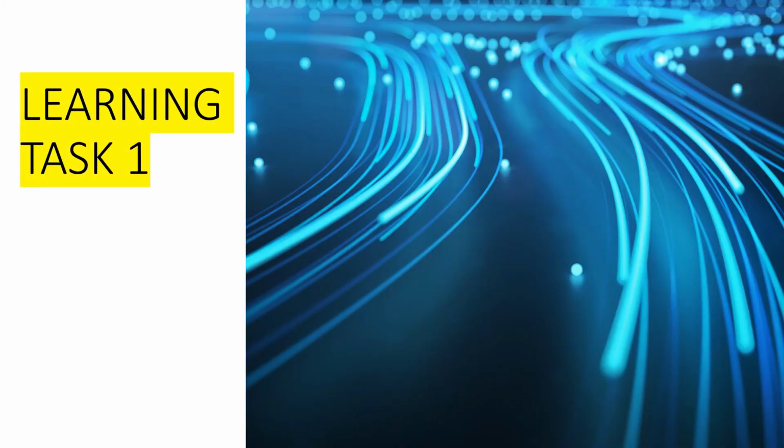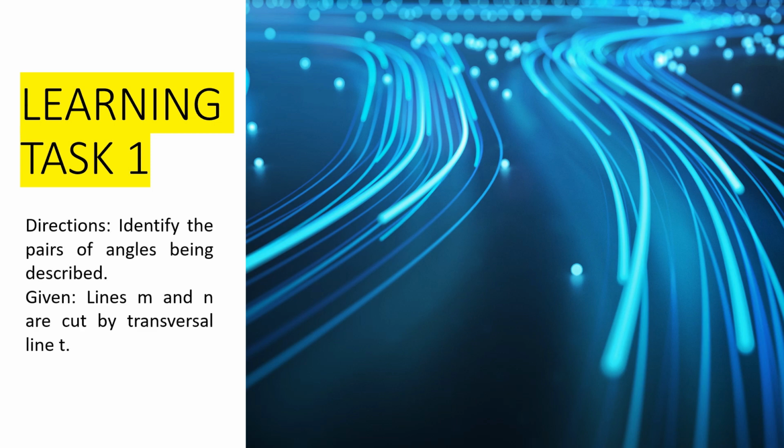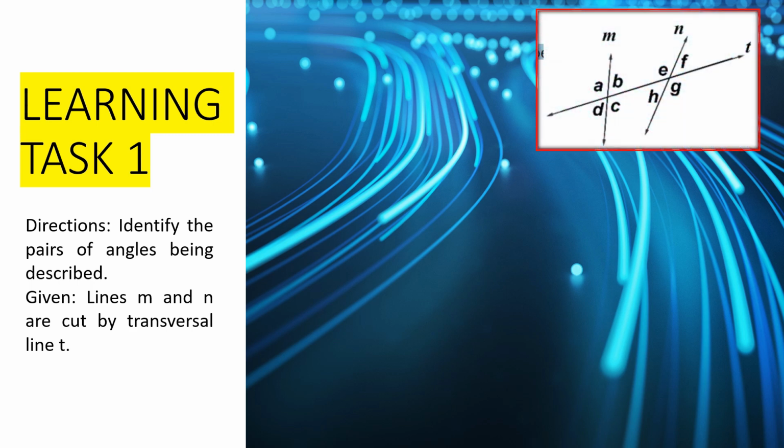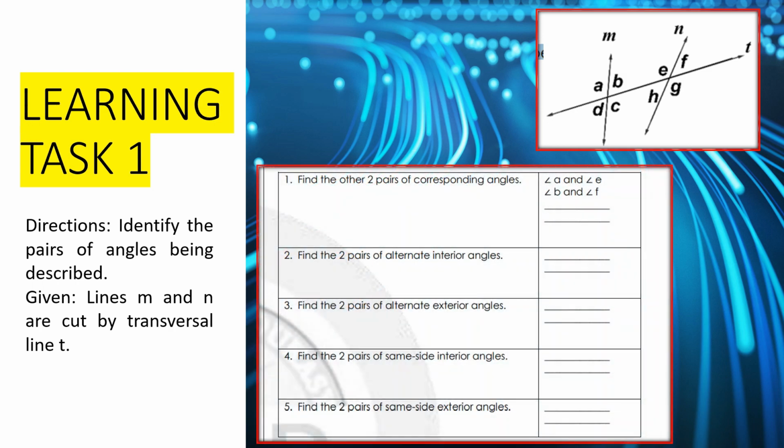After our discussion, you have to answer Learning Task 1. For the directions, identify the pairs of angles being described. Given lines M and N are cut by transversal line T. So we have numbers 1 to 5. For number 1, you are going to look for the other two pairs of corresponding angles. The two other pairs are already given.